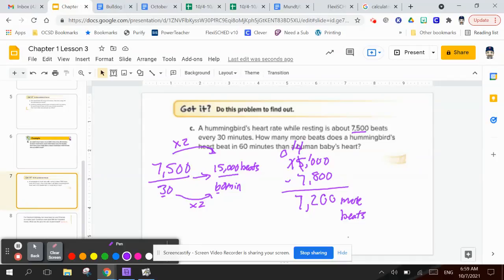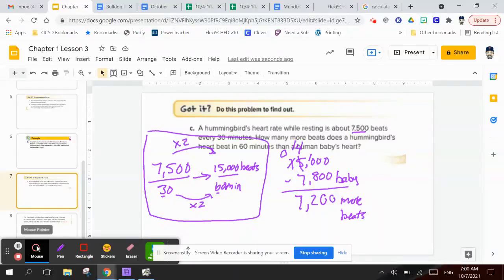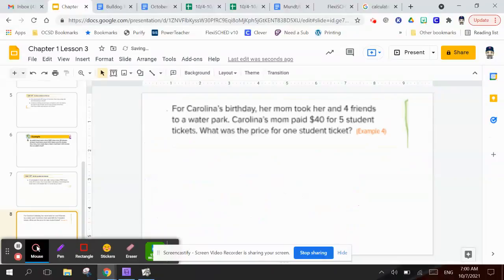So here we had to do a couple of different things. We're looking at this ratio, but it's also nice to compare it to the baby. Even something so small as a hummingbird has a lot of heartbeats.